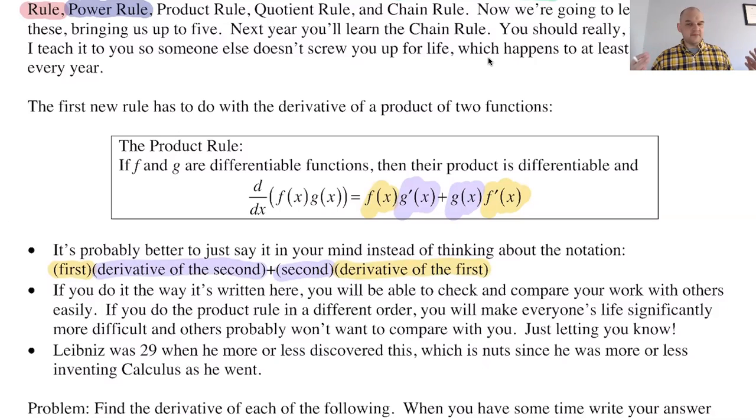So this is sort of mind-boggling. We're going to do a bunch of examples. You could write it as first times the derivative of the second plus the derivative of the first times the second. But where's your flow? There's nothing about that that's poetic. It has no good cadence to it. So I always say first derivative of the second plus second derivative of the first. Say it over and over again.